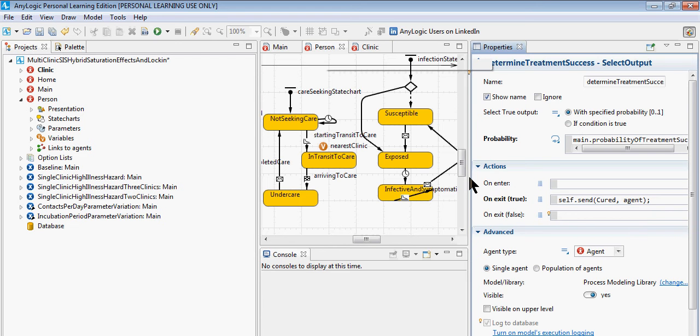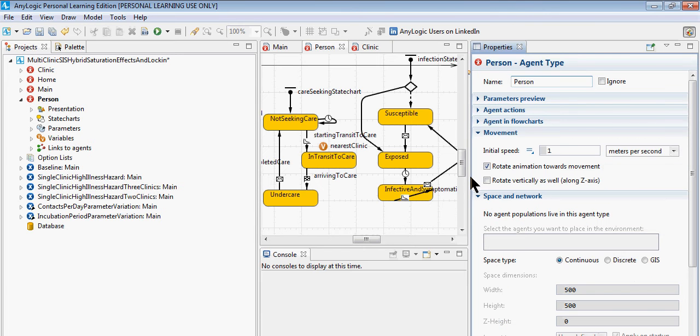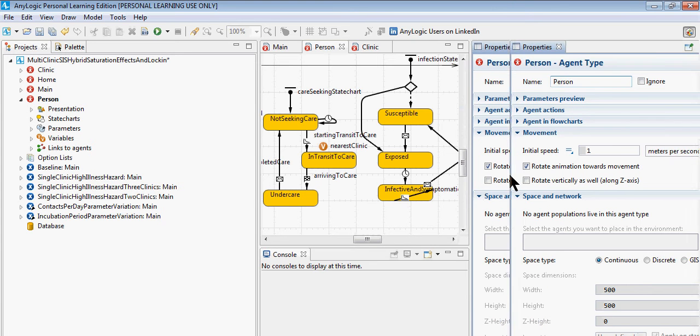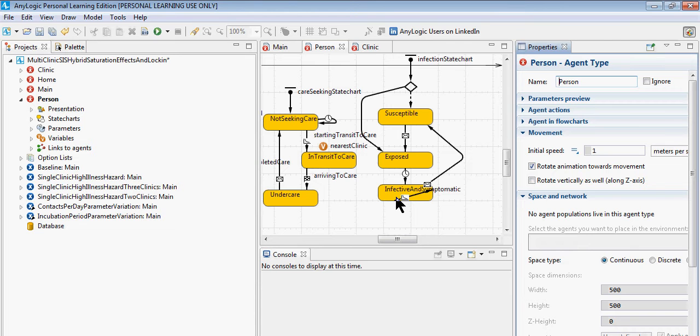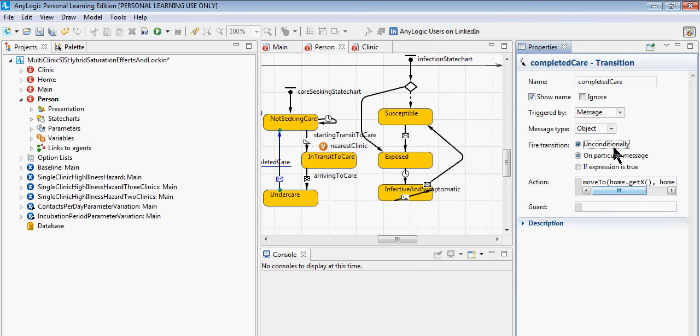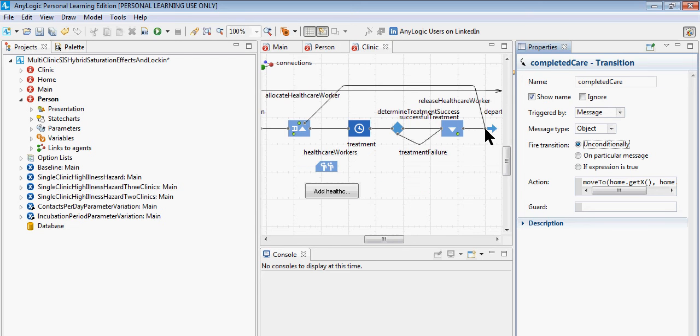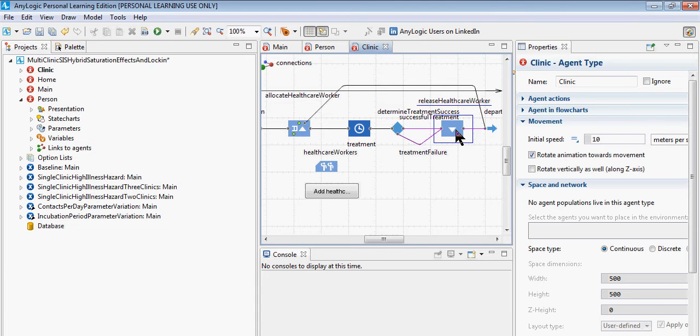This sending, you'll notice this key thing here, ladies and gentlemen. We send a cured message to the agent. Notice the self here refers to the agent, okay? So they're flowing through here. Some of them balk. They come through the treatment. If they are successfully imparted care, they are then sent this message cured. And now, this is the key other nexus, okay? So if we go to person here, where do you think the cured message would be received?